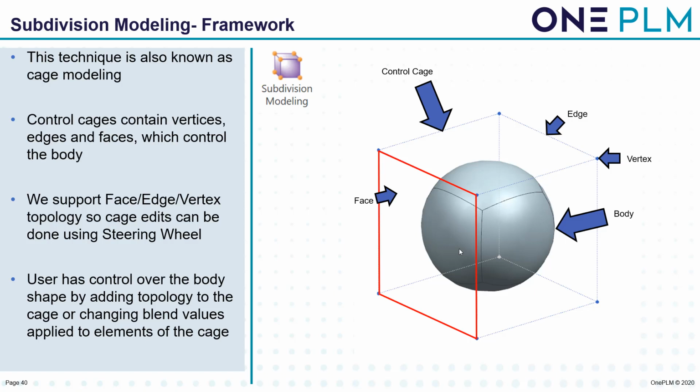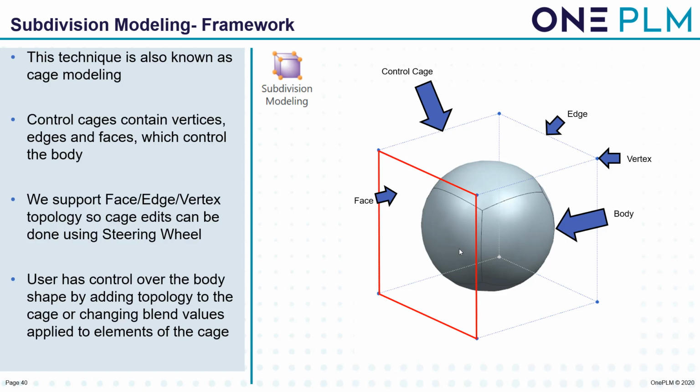So this technique is used as cage modelling. So we can see we've got the control cage, we've got the face, edge, vertex. We've got standard kind of shortcuts people are used to. So control and spacebar will change our mouse between selecting the face, the edge, and the vertex options on those. So we can do edits on those, and it's done using the steering wheel. So users of the steering wheel will find this much more comfortable.